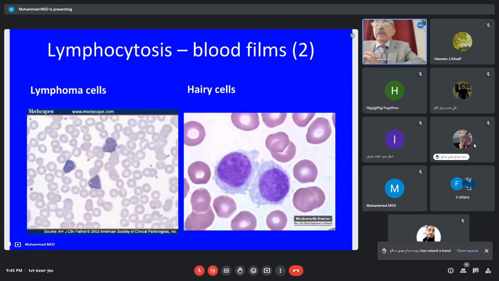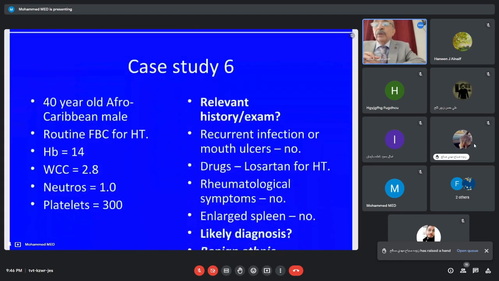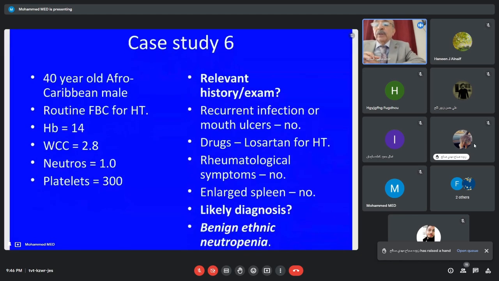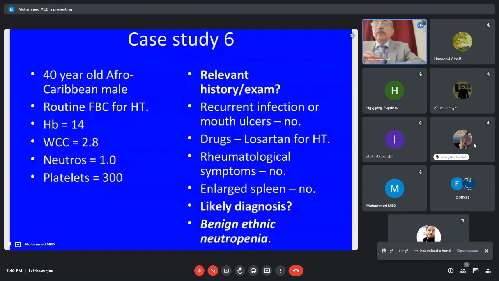This is another slide showing lymphoma, and the one on the right-hand side is hairy cell leukemia. Next slide. These are difficult for you. You are not responsible, not supposed to know these.